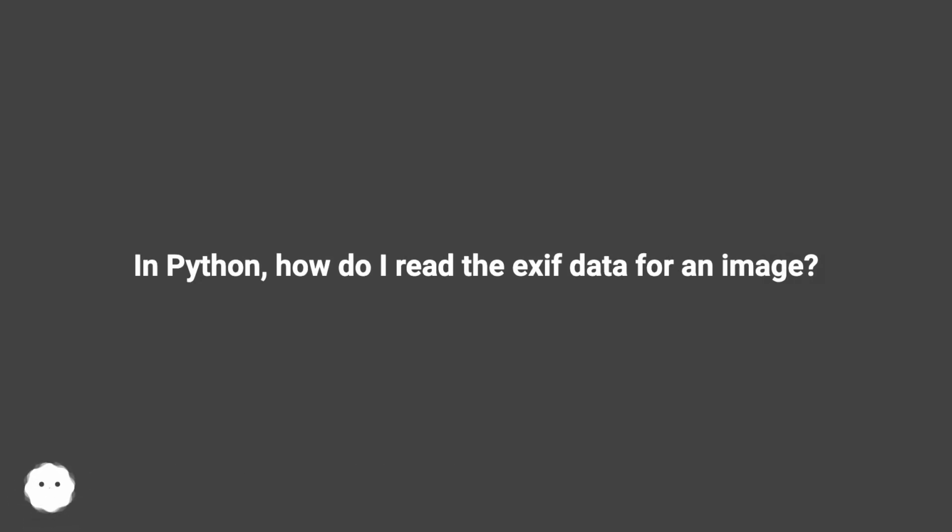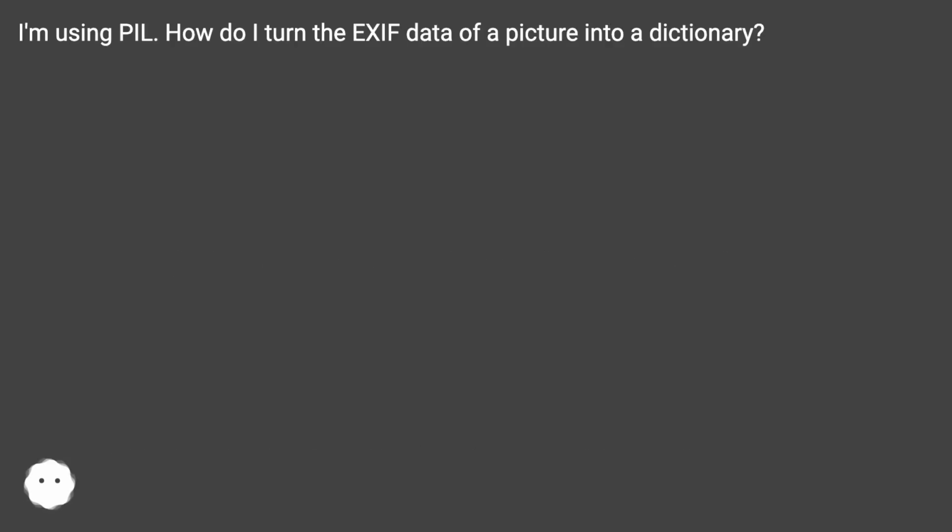In Python, how do I read the Exif data for an image? I'm using PIL. How do I turn the Exif data of a picture into a dictionary?